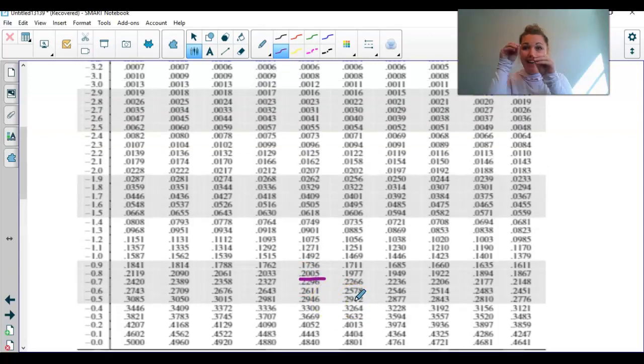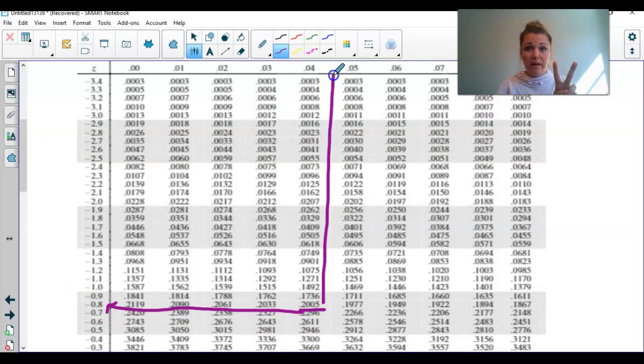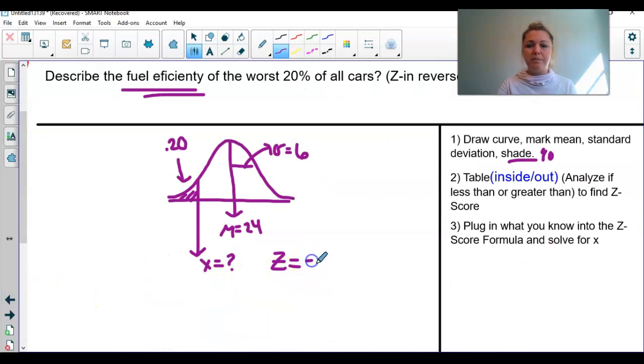So now I'm going inside out instead of outside in. I'm now going to arrow over to the right to see I have a z-score of negative 0.8. Those are the first 2 digits. 4, okay? A z-score of negative 0.84 gives us a percentile of approximately 0.20. We get 0.2005. So let's write that down, negative 0.84. Okay, so that was step 2.